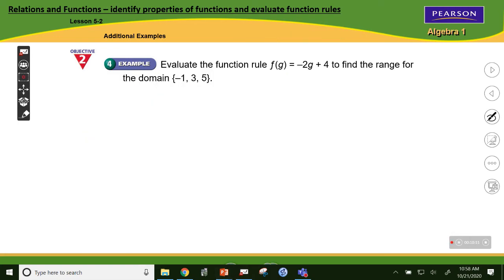So, kind of a similar problem here, and I talked about some of these words in the previous slide. It says evaluate the function rule f of g equals negative 2g plus 4 to find the range for the domain of negative 1, 3, and 5. So I read this, I know that g is my input, and that means g has the domain values. And I come over here, these are my domain values, so these are going to be values for g.